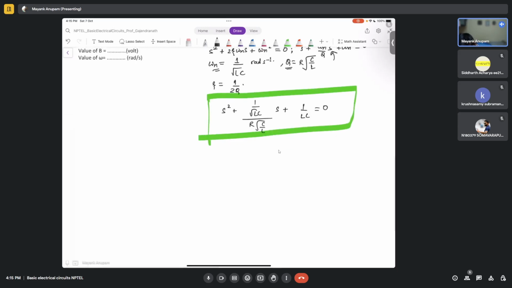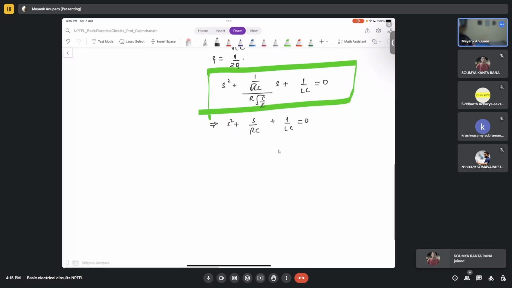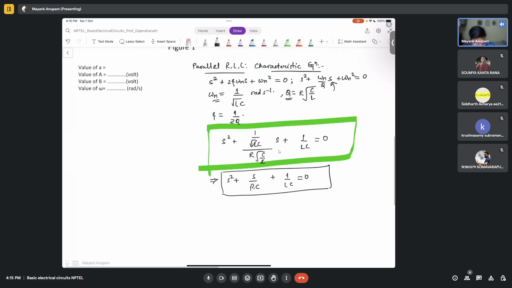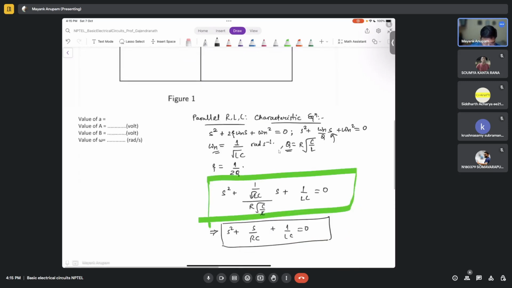Now let's simplify this. What will we get? S square plus, this root L is gone, 1 over RC s plus 1 over LC equal to 0, right? This is the characteristic equation which you will get for a simple RLC circuit in parallel, right?